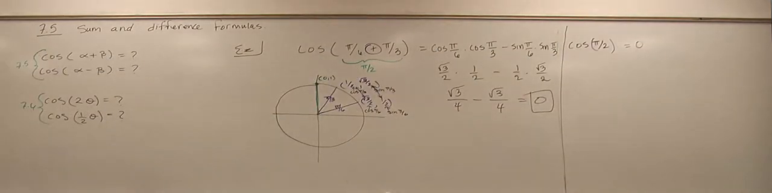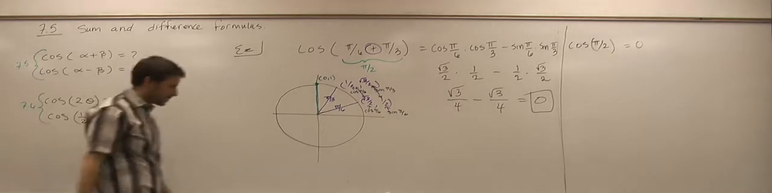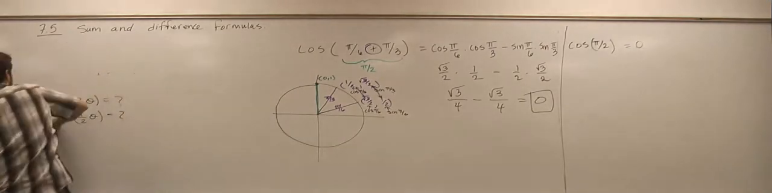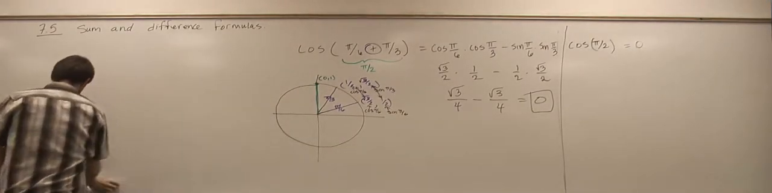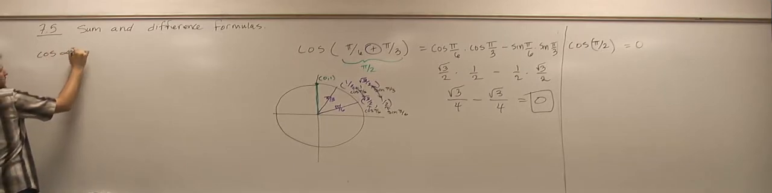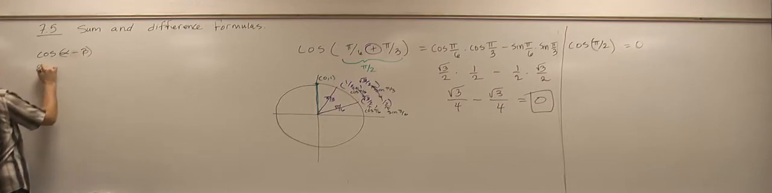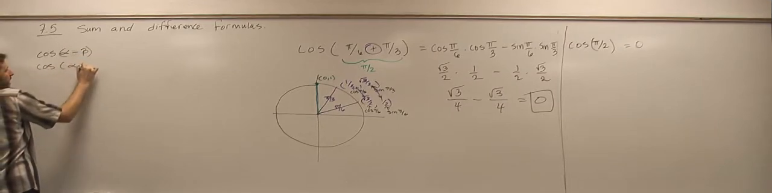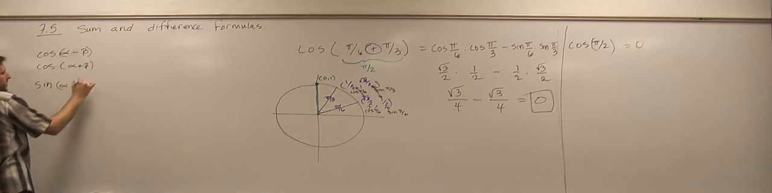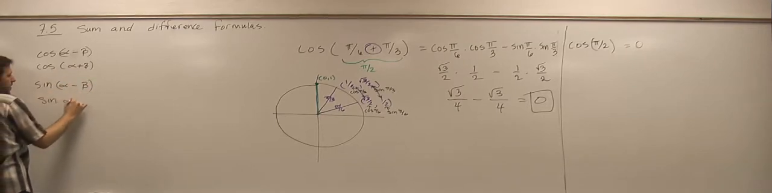And here's all the formulas for you. All the possible sum and difference formulas. Here are them. So you can take cosine of the difference of two angles. You can take cosine of the sum of two angles. You can take sine of the difference and sine of the sum.